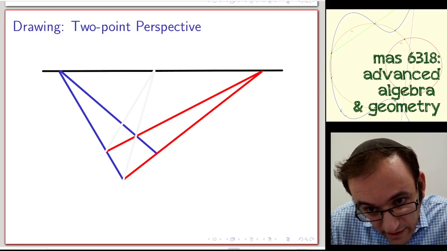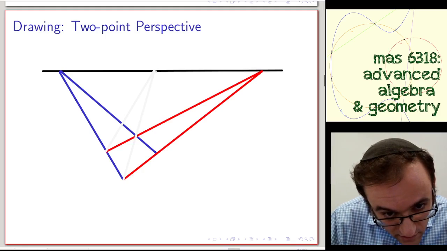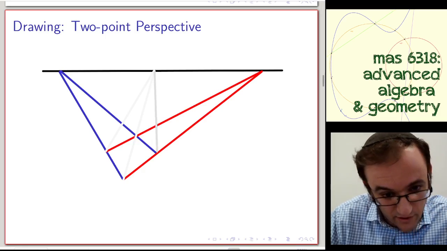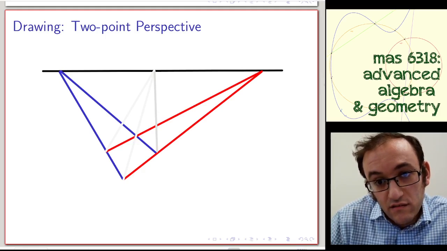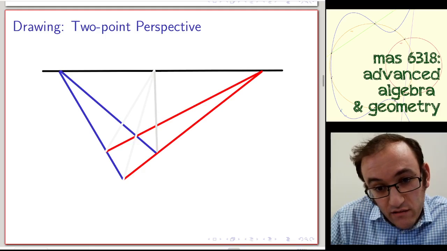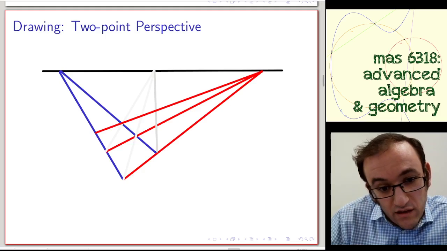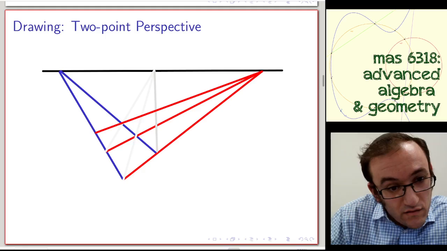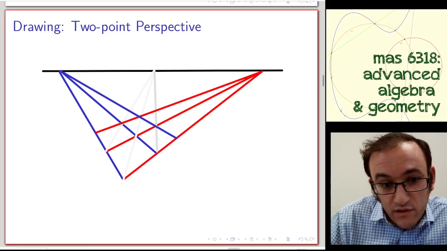And this is too light of a color. I need a little darker so I can see it when I'm drawing. Here we go. Okay, and great, now we can draw another line from here to here, and another line from here to here. Okay, and then you can carry on that way.